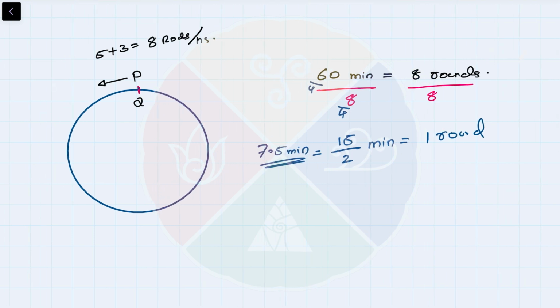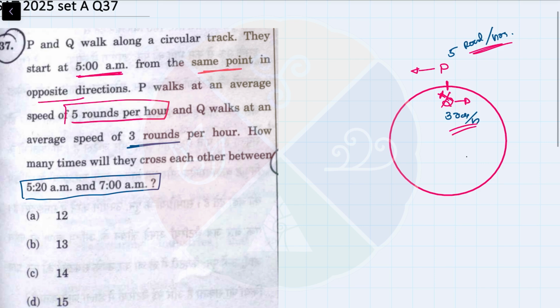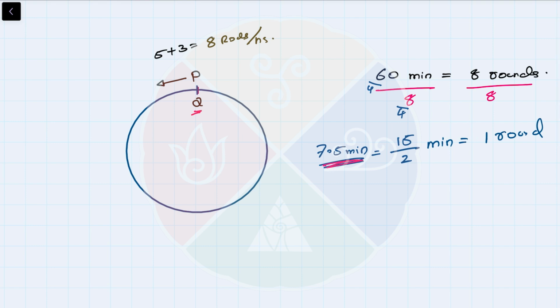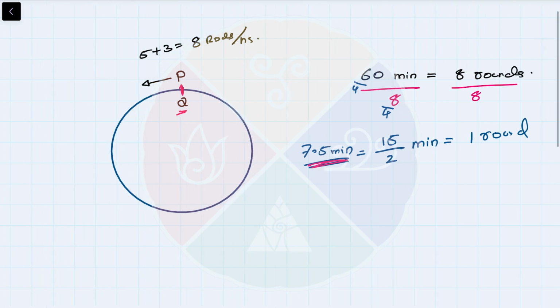And interestingly, since Q is not moving, it's easy to find when they are crossing or when they are meeting. They're asking when they cross each other or meet each other. That basically means every 7.5 minutes they are going to meet, and that too at the starting point.